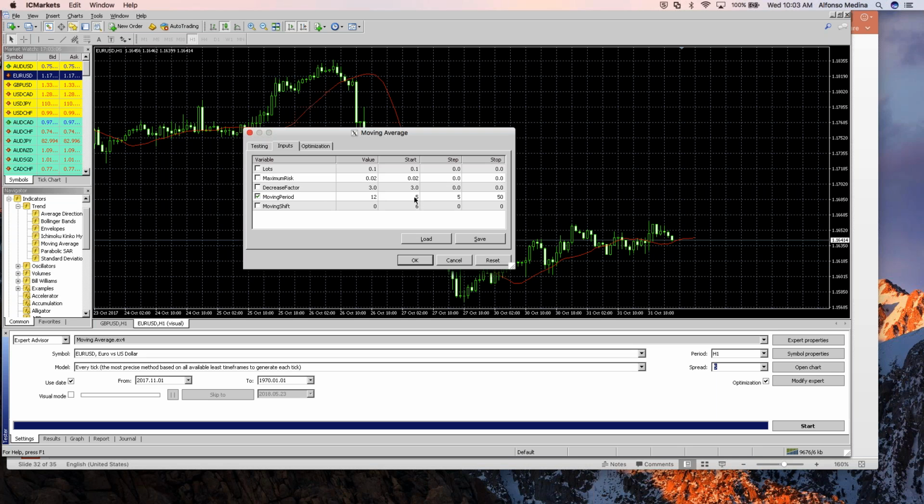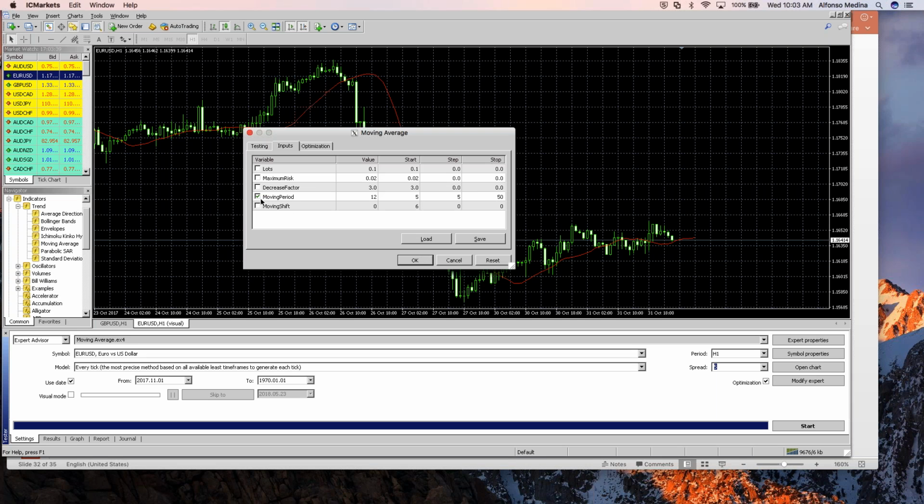Let's say that we want to run a test for a moving average of 5 through 50 with increments of 5. So 5, 10, 15, 20, etc. We're going to have 10 different tests run at the same time, and at the end it's going to give us a report with the best one. Here we have the starting one, 5, then increments of 5 until 50.